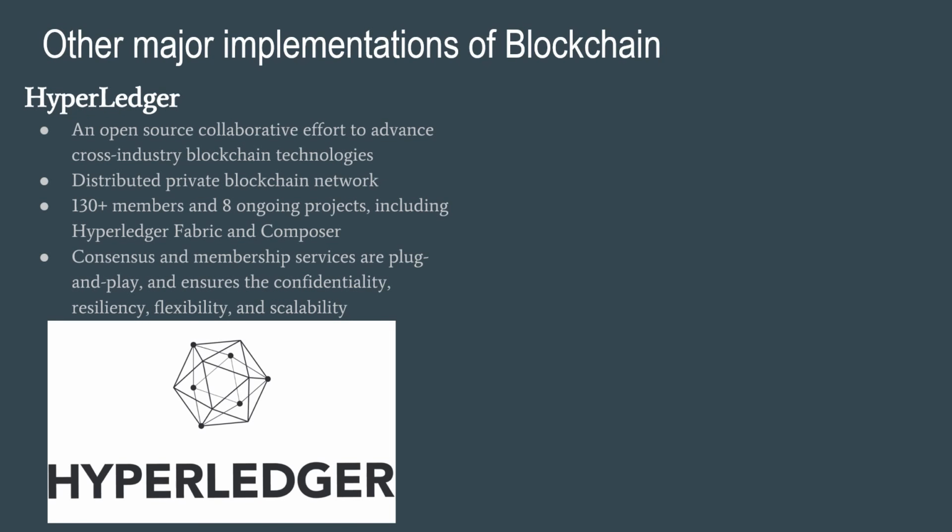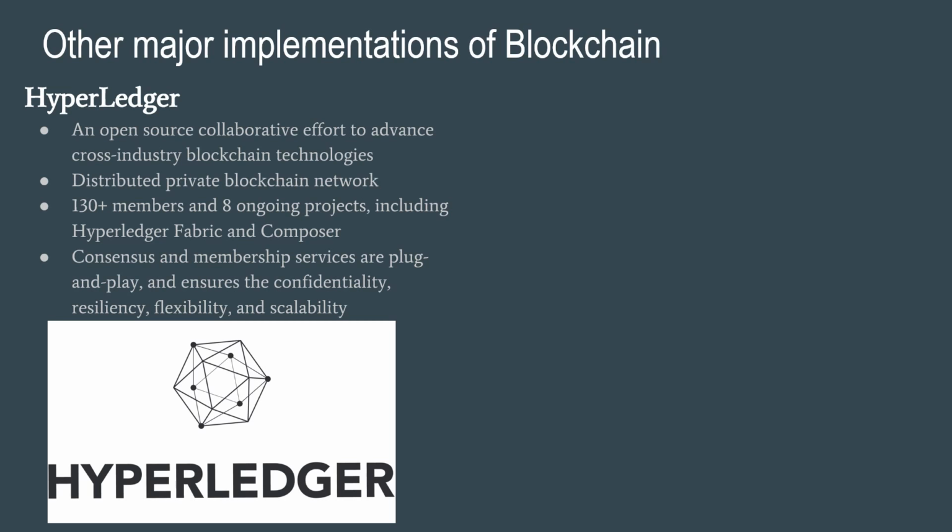One of them is Hyperledger, which is an open source collaborative effort to advance cross-industry blockchain technologies. This means that companies from different sectors of business work together without any middlemen. It is a distributed private blockchain network which consists of about 130 members and 8 ongoing projects, amongst which a hit is the Hyperledger Fabric and Composer project. Consensus and membership services are plug and play, which means customizable as per a company's requirement, and it ensures confidentiality, resiliency, flexibility, and scalability.